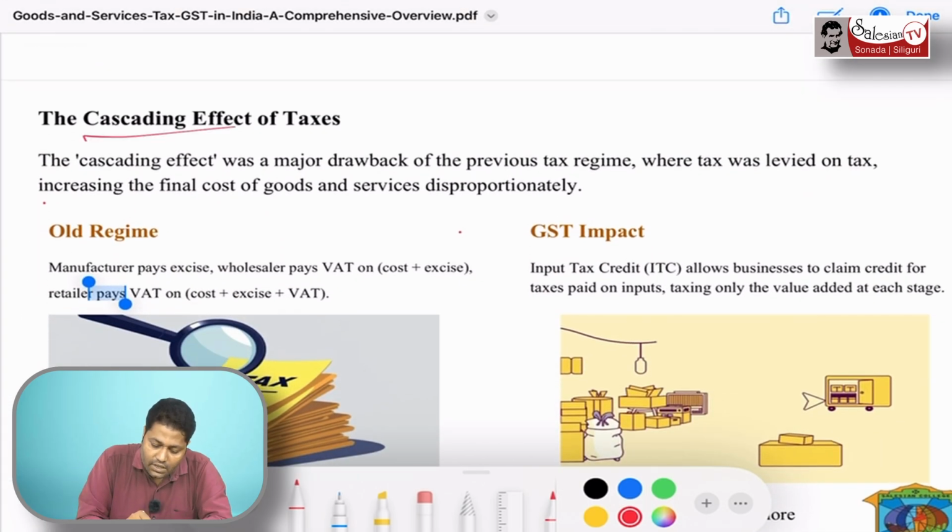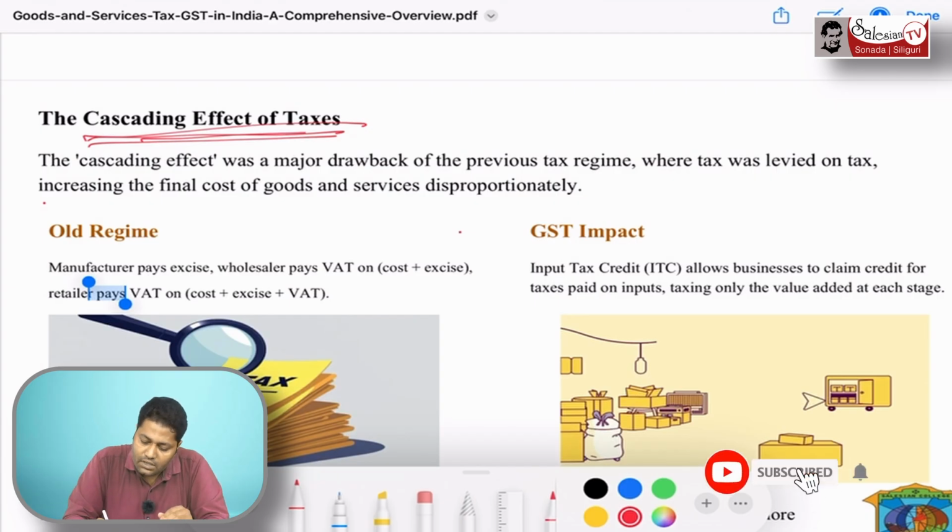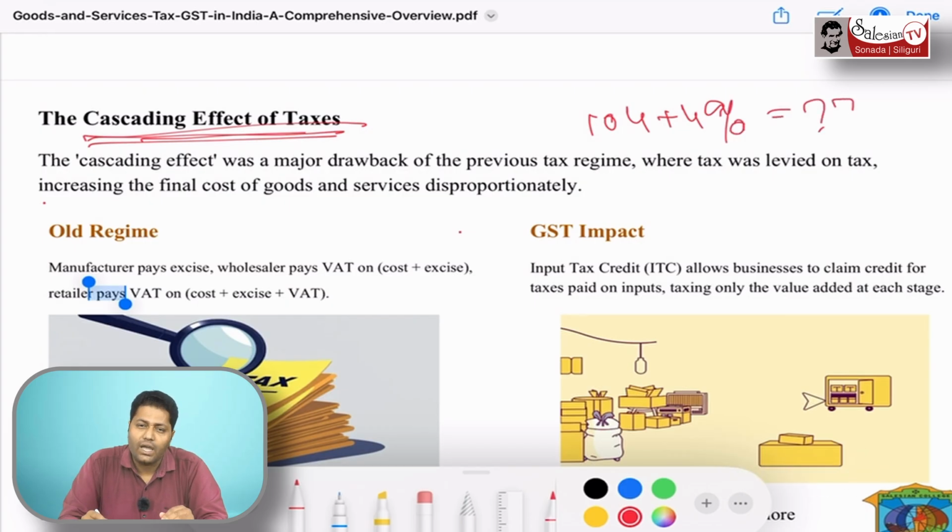The cascading effect of tax is really very important. As I've said, if you are buying 100 rupees of goods and paying 4% tax, suppose, it's 104 rupees. Now if the seller sells the goods further, it will be charged as 104 rupees plus 4% tax, which makes a different rate come. Again, if another seller sells to a different buyer, again it will be charged on the amount that comes after adding the 4% tax.